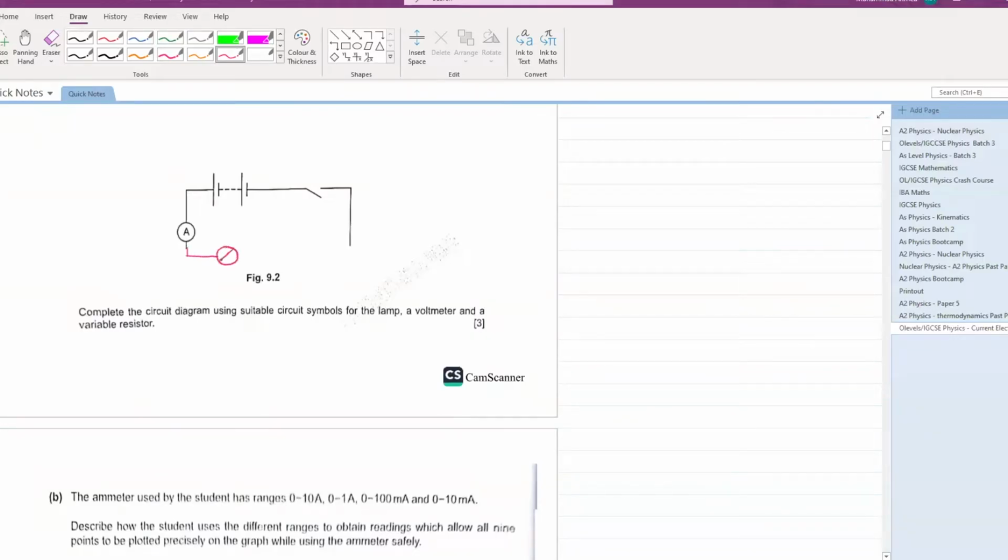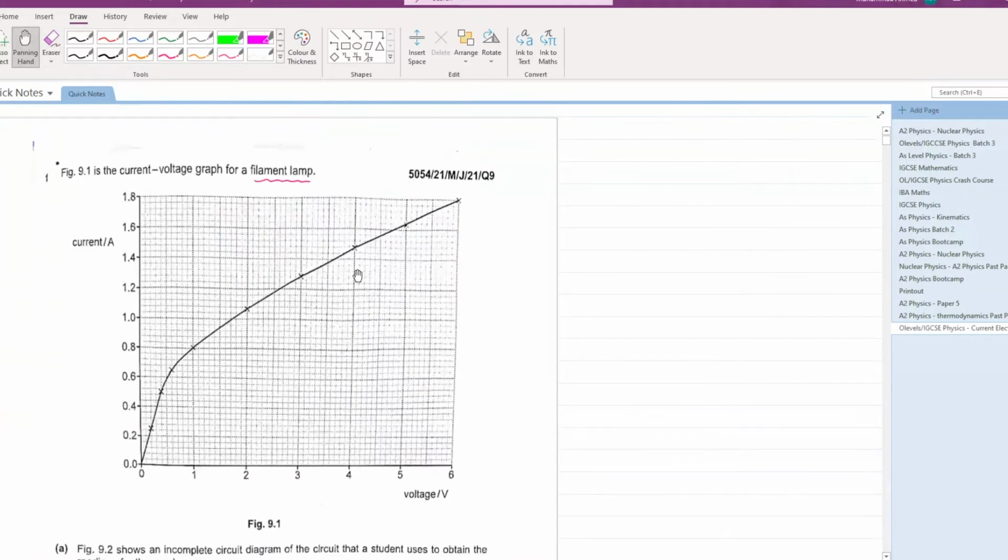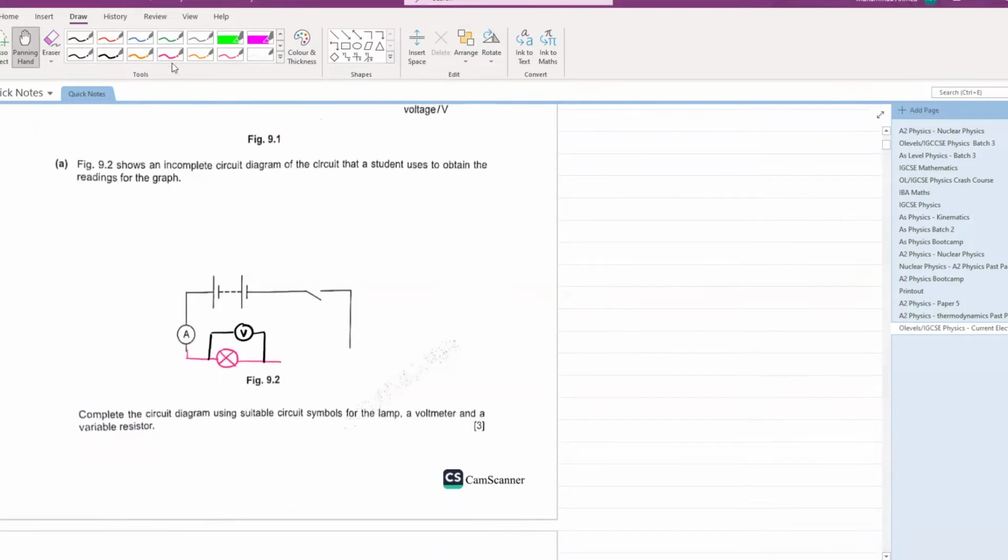And how will you measure the voltage across a filament lamp? Always remember to measure voltages, you apply a voltmeter in parallel. Simple. Secondly, can you see there are multiple current and voltage readings in this graph? How will you get multiple current and voltage readings? By varying the resistance of the circuit. How can you vary the resistance of the circuit? By placing a variable resistor.